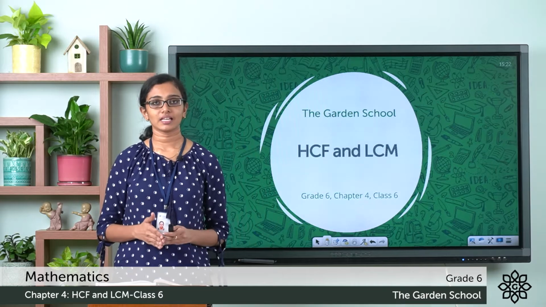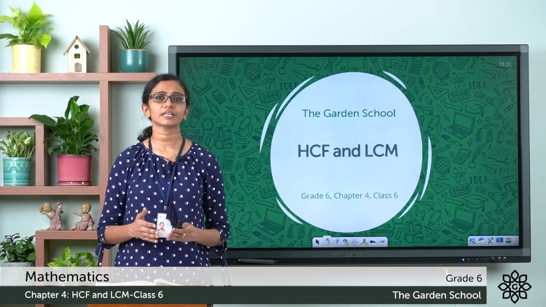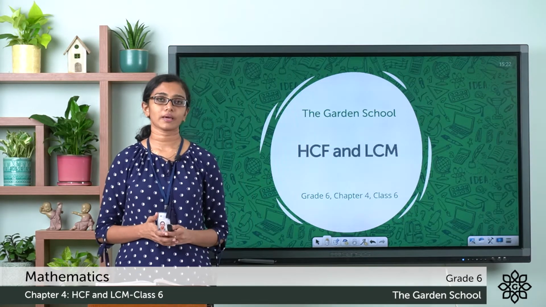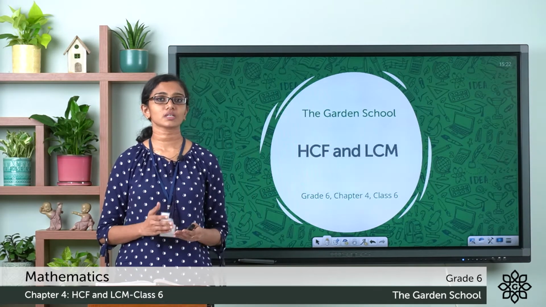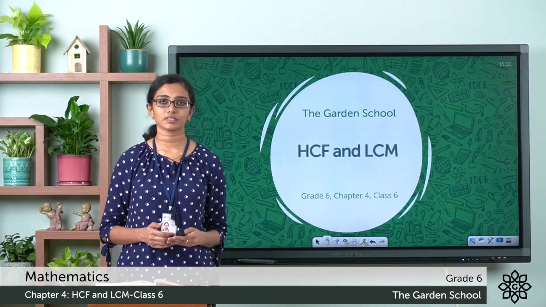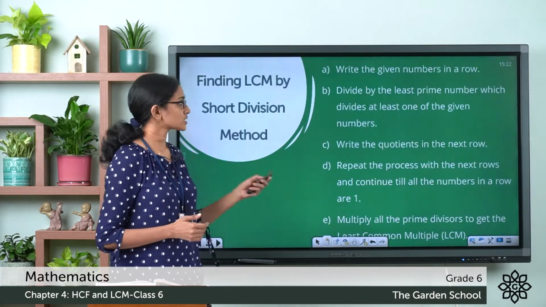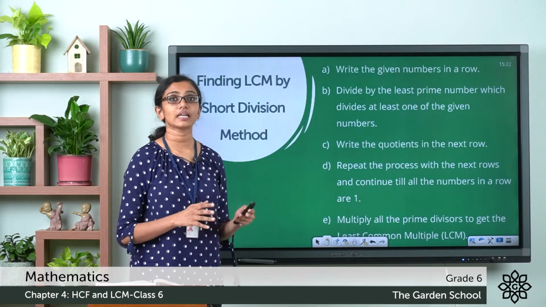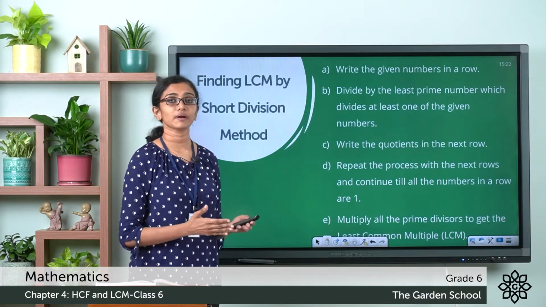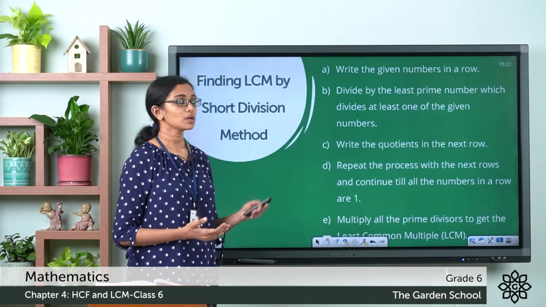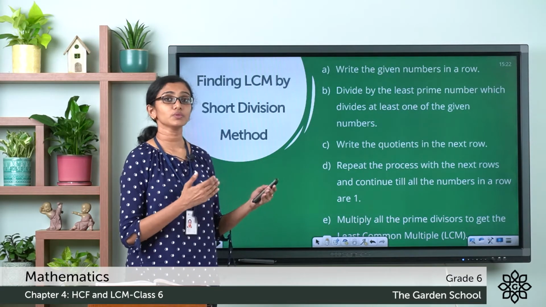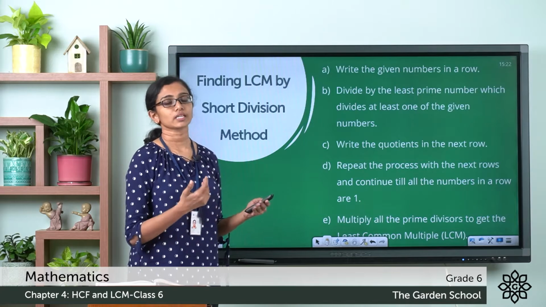So today, let's learn how we can find the LCM of a few given numbers by using short division or common division method. So let's first see the steps involved in this process, then we'll work out some examples. So the steps are, first you have to write the given numbers in a row. And then you have to divide those numbers by the least prime number which can divide at least one of the given numbers. Then you have to write the quotients in the next row.